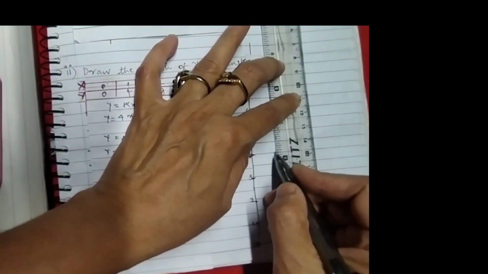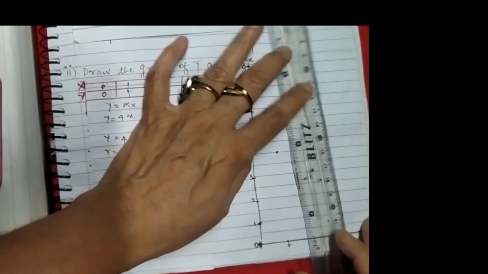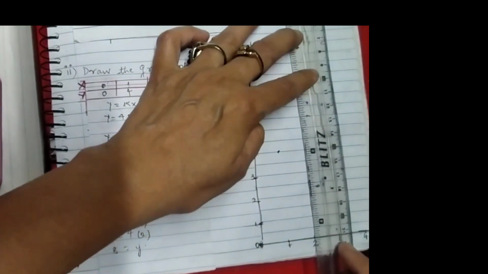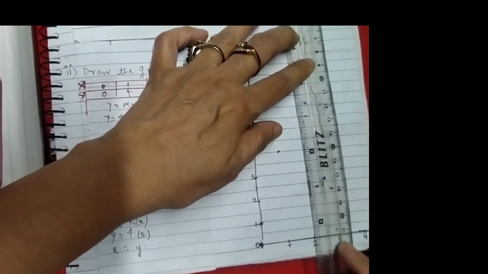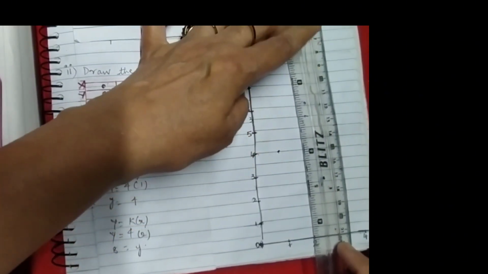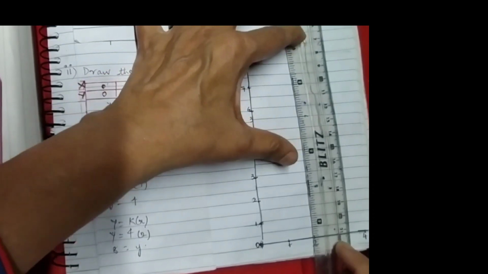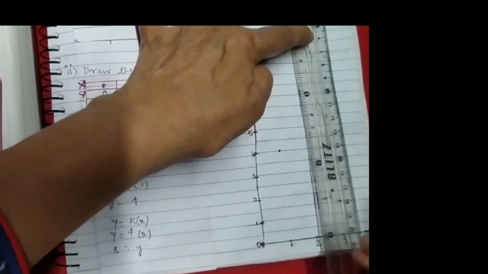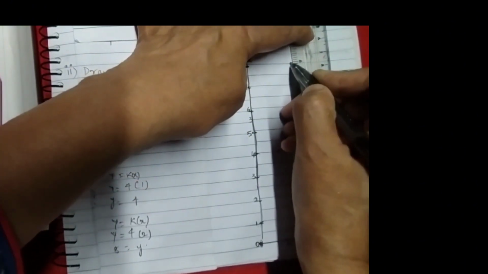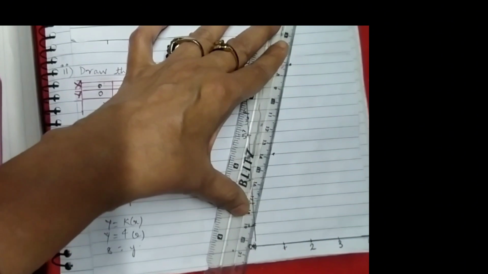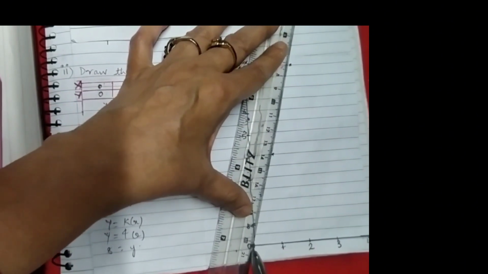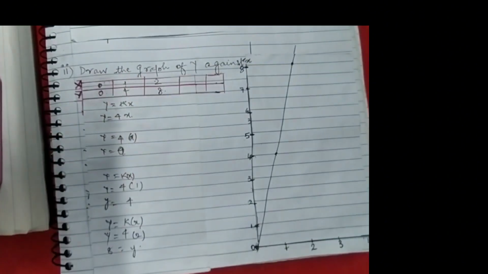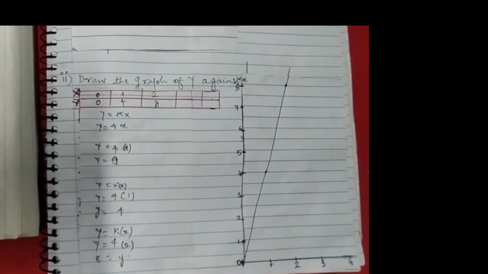This is 4 here, and after this when your x is 2, how much is your y? Your y is 8. So start plotting it. Okay, so your y is 8. Now you're going to draw the line. So your graph is ready.